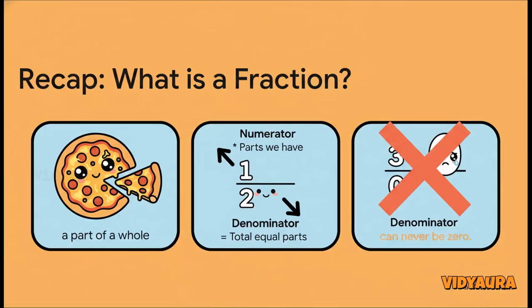Okay, quick recap. What did we learn? A fraction is a part of a whole. The top number is the numerator, the parts we have. The bottom number is the denominator, the total equal parts. And the biggest rule of all, the denominator can never, ever be 0. Got it? Awesome. Let's keep going.